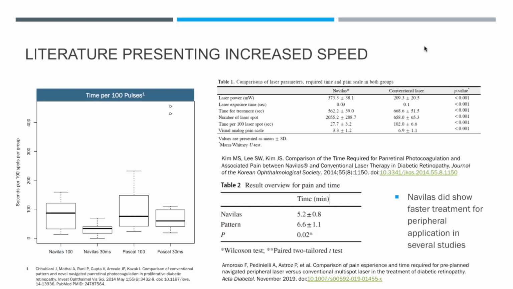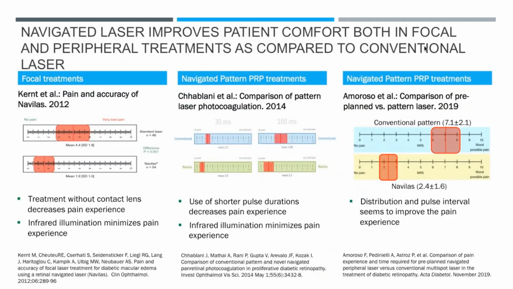This is a study published in IOVS, which compared two laser systems and two parameters in terms of speed of treatment, and concluded that using navigation in peripheral laser photocoagulation, we can treat patients faster, which eventually will result in less discomfort and less pain.